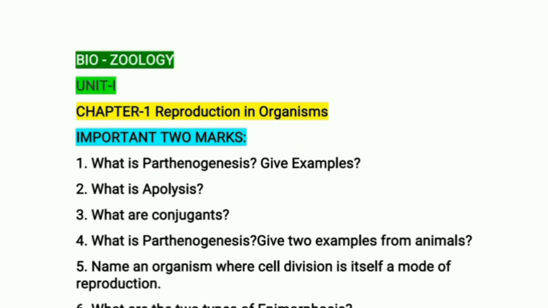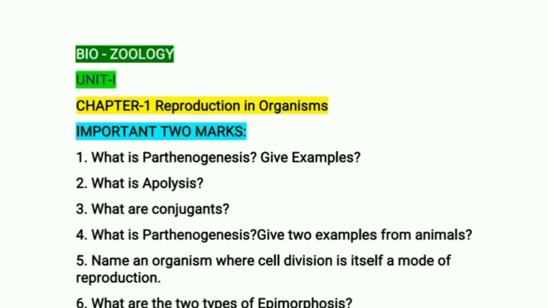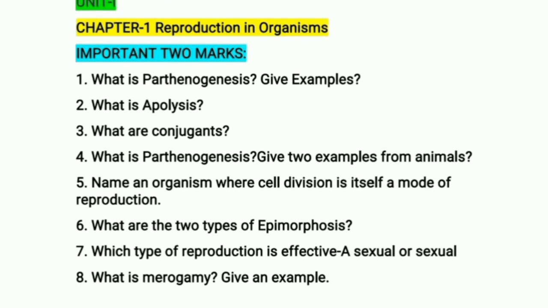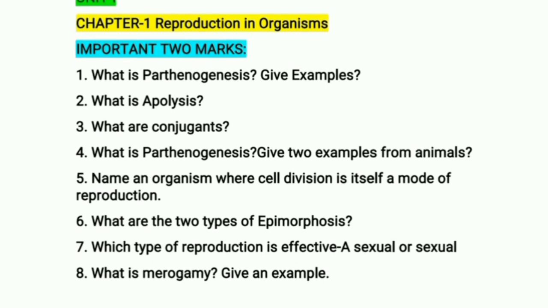Important 2 marks. What is parthenogenesis? Give examples. What is apolysis? What are conjugates? What is parthenogenesis? Give 2 examples from animals. Name an organism where cell division is itself a mode of reproduction.